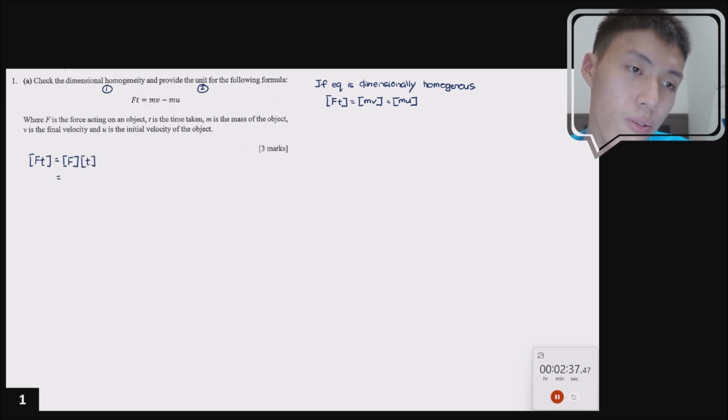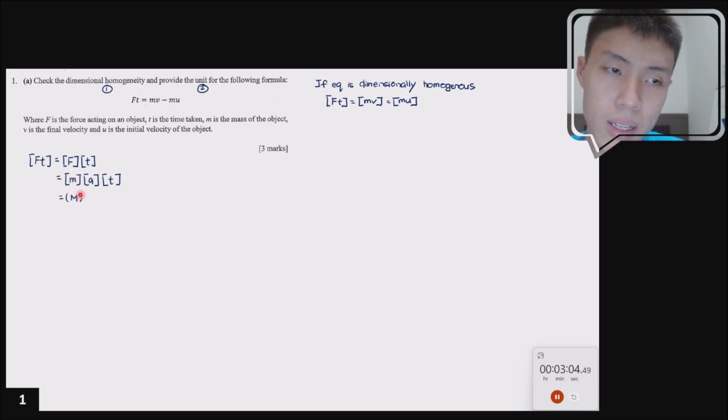Okay, so F we know is equal to ma. If you want to take it slow, you can feel free to break it up into the dimension of mass times the dimension of acceleration multiplied by the dimension of time. So we know that for mass, the dimension is big M. This is the physical quantity m. The dimension of physical quantity m is big M. This big M here is the dimension of this physical quantity small m.